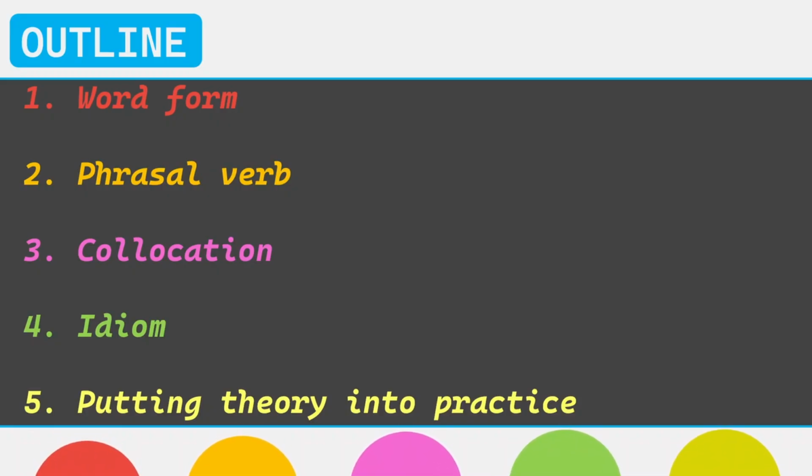After that comes idioms. You already understand why they are significant to the language. Some idioms, such as raining cats and dogs or break a leg, can make our speech more vivid and impressive. Finally, to strengthen and reinforce our knowledge, we will put these words into situational practice. Now, let's dive into our first section, word verbs.